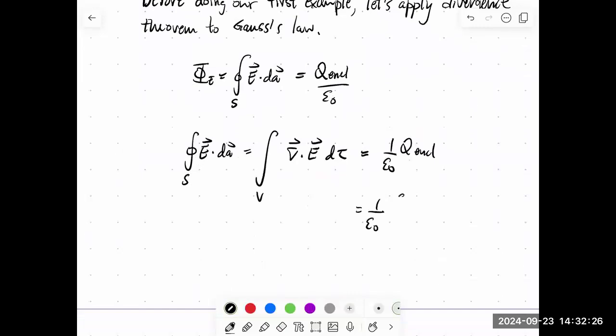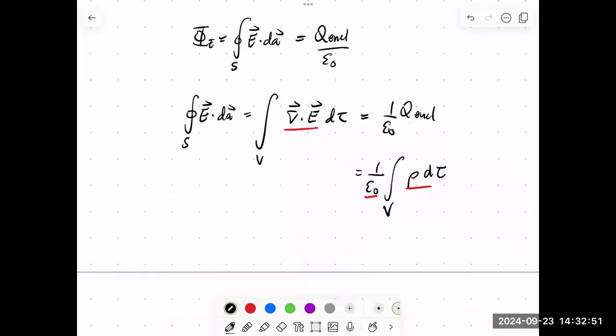But the total charge in a volume is just equal to the charge density, charge per unit volume, integrated over that volume. And so if we make that comparison, now we have the same integral over the same volume, and so the integrands must be equal. And so that implies that the divergence of E is equal to rho over epsilon naught. I shouldn't have included the d tau in my underline there. Okay, and this is also Gauss's law. It's just written in differential form.